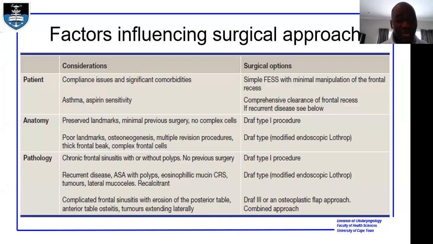In terms of the pathology, if you get chronic frontal sinusitis with or without polyps and no previous surgery, a Draf type 1 should be sufficient. If there is recurrent disease with polyps and eosinophilic mucin chronic rhinosinusitis or tumors, lateral mucoceles, or recalcitrant chronic sinusitis, then one can consider doing a Draf type 3, be more aggressive, and do a modified endoscopic Lothrop. And a complicated frontal sinusitis with erosion of the posterior table, with anterior table osteitis and tumors extending laterally, then one can also consider doing a Draf 3.